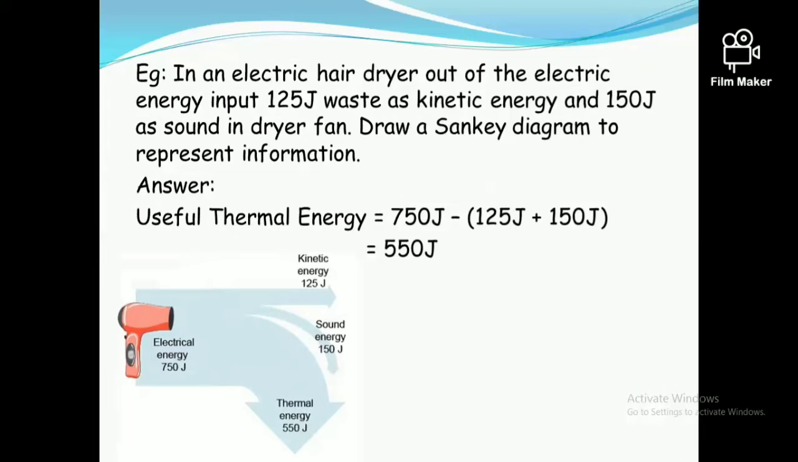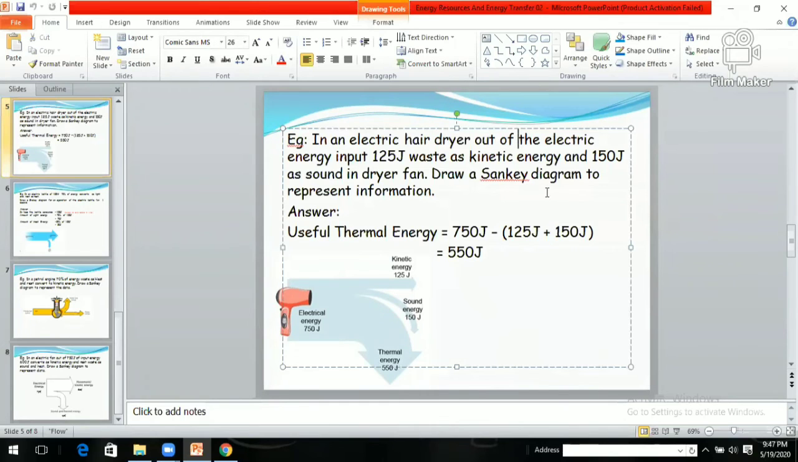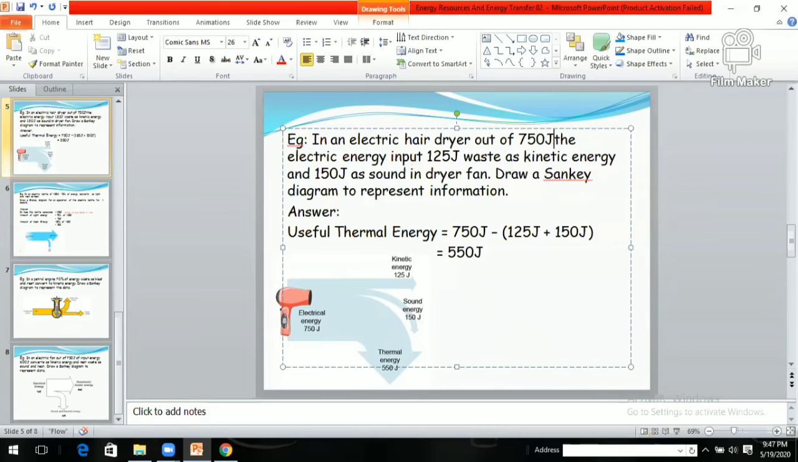In this example, in an electric hair dryer, out of the electric energy input, 125 joules is wasted as kinetic energy and 150 joules as sound in the dryer fan. Draw the Sankey diagram to represent this information. Here they haven't given us the initial amount. We will mark that initial amount. It should be 750 joules.